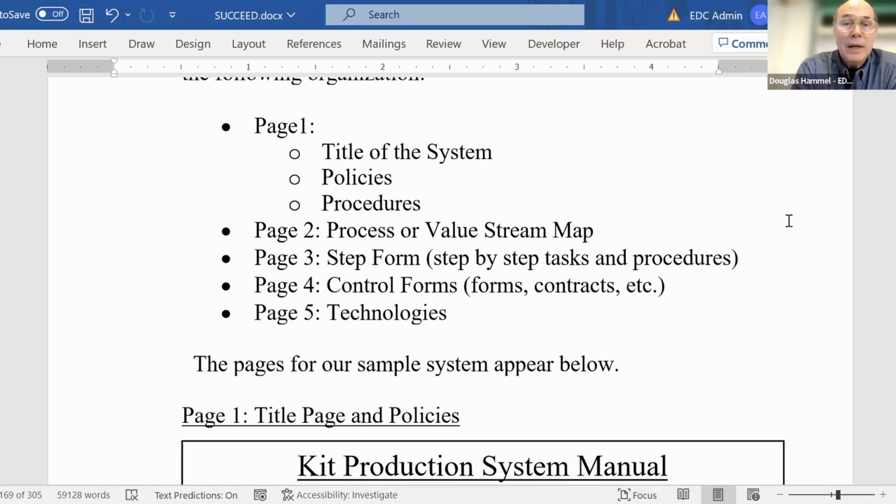Okay, so to make this system so that you can have oversight on it, you need to create a mini manual, a mini systems manual. Page 1 should have the title and policies and procedures. Page 2 should be the process or value stream map, which you've already seen. Page 3 is step forms, step-by-step tasks and procedures. Page 4 should be control forms, or however many pages that needs, or references to technologies, step 5.